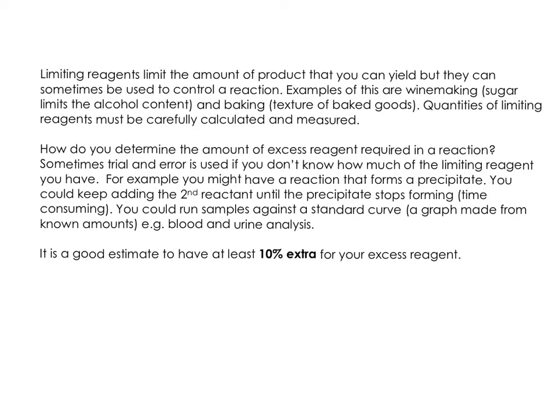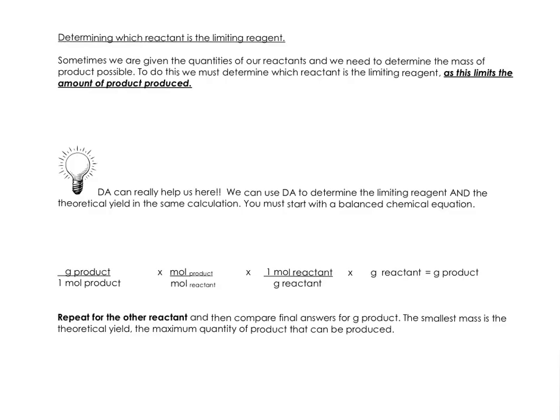But it is always a good idea to have 10% extra for your excess reagent. So let's say you need 20 moles of something. In order to have excess, you would have 10% extra. 10% of 20 is 2, so 22 moles is 10% extra. You could take your value and just multiply it by 1.10, and that will calculate what you need plus the 10%.